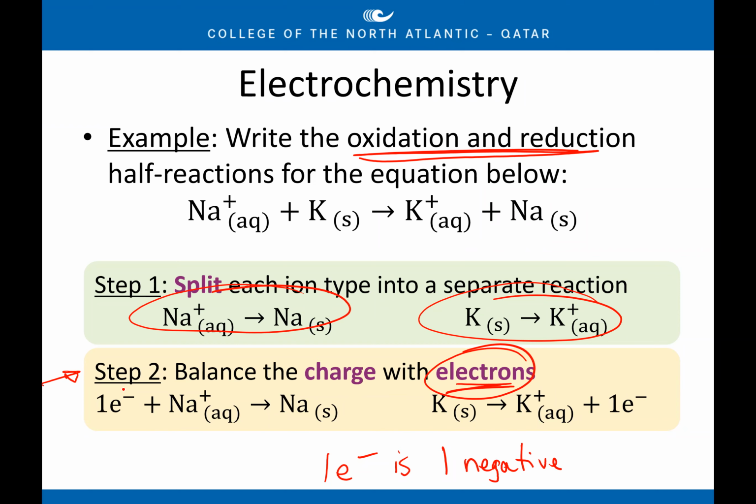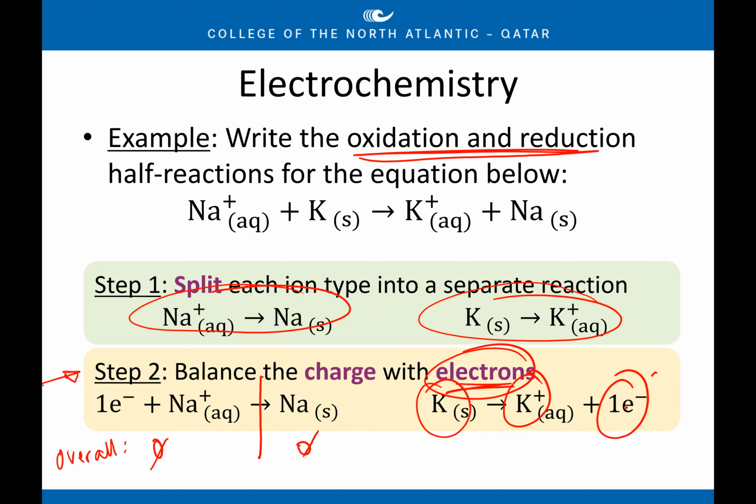So why am I adding an electron on the left over here? Well, think about it. One negative electron cancels out with the one positive charge. So if I look at my overall charge, and again, we're going to talk more about this on Sunday, the overall charge on the left would be 0, and the overall charge on the right would also be 0. Same thing for the potassium. My one electron cancels with my one positive, so my overall charge on the left is 0, and on the right is 0.